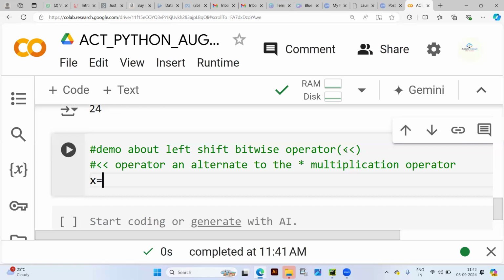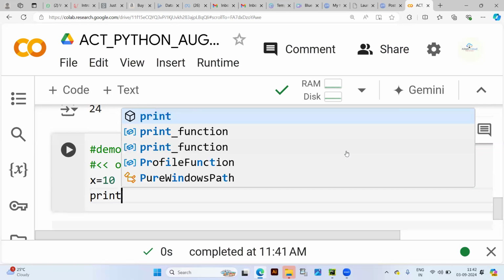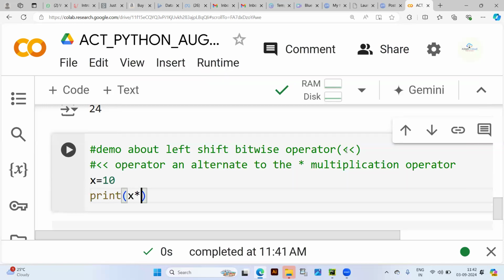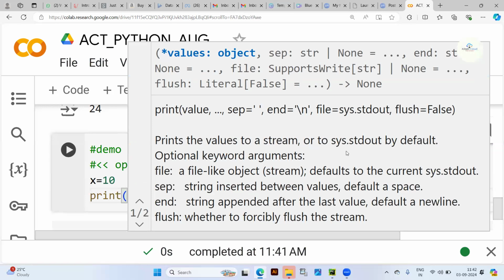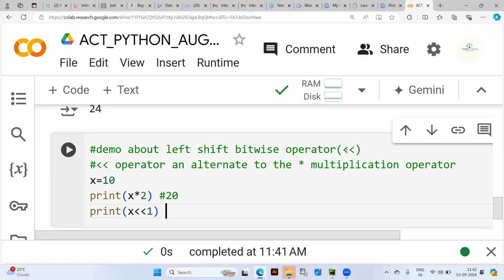Let's take x is equal to 10. Now print x into 2. What is the output you are going to get? 20. The output is what? 20. Even though print x left shift 1, it also gives you the same result, 20. You see the output?